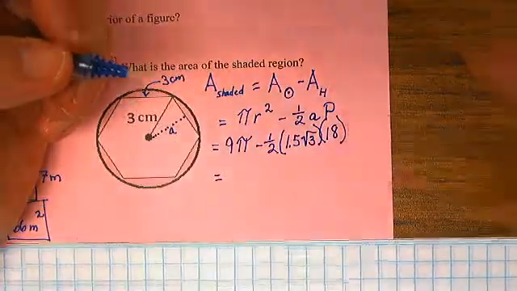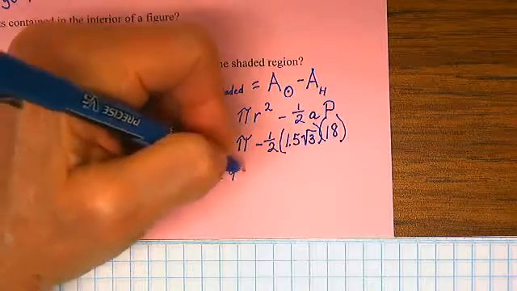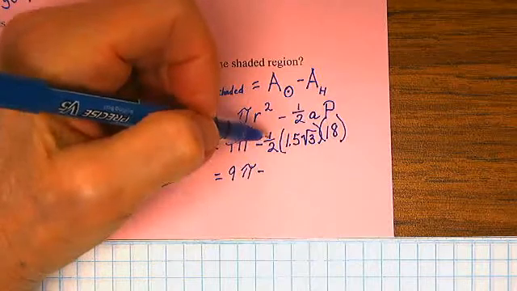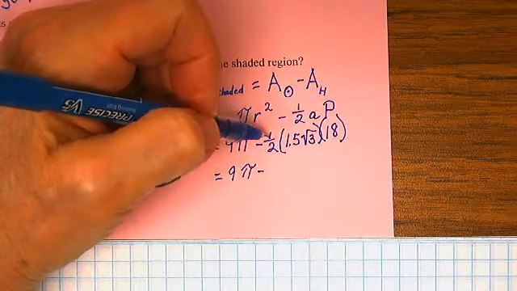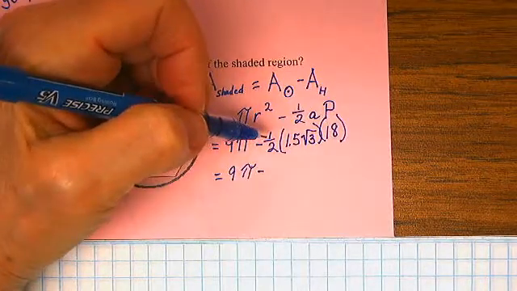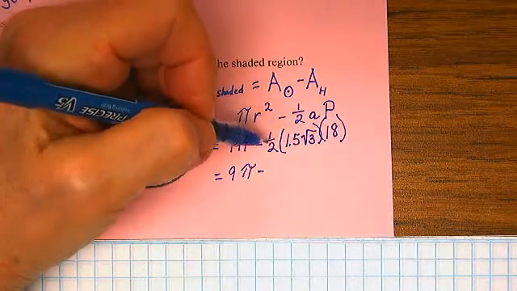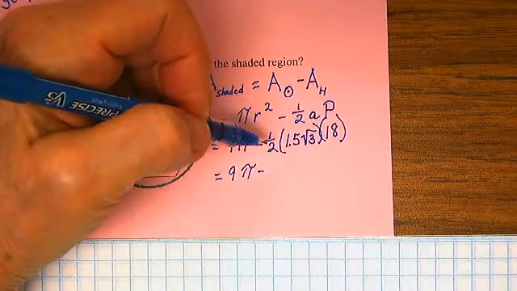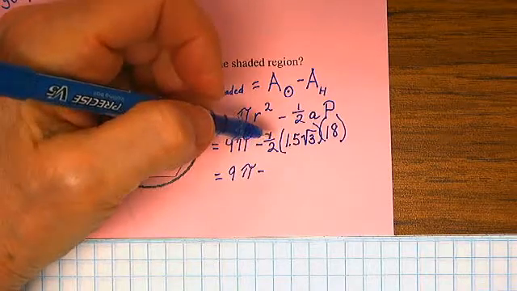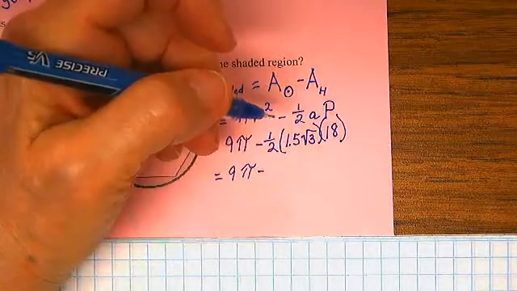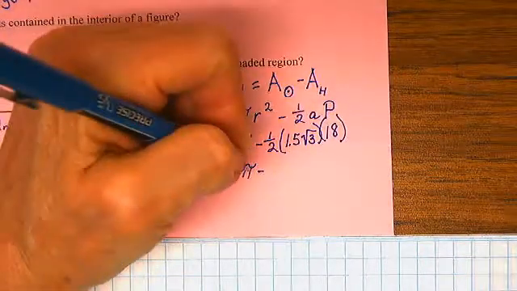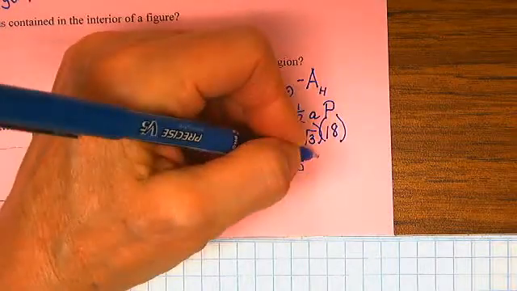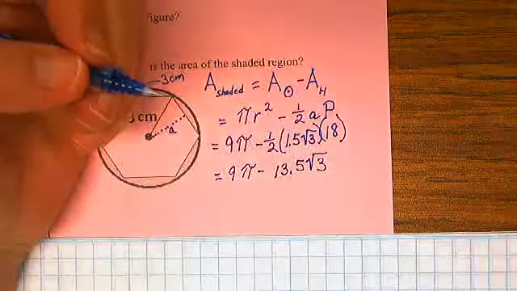So what do I have? I have 9 pi minus 18 times 1/2, that's 9, multiplied times 1.5 times the square root of 3. So my perfect exact answer is 9 pi minus 13.5 times the square root of 3.